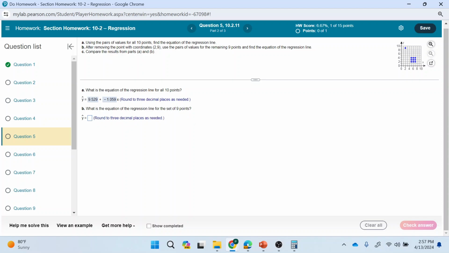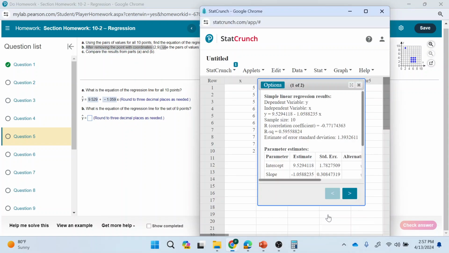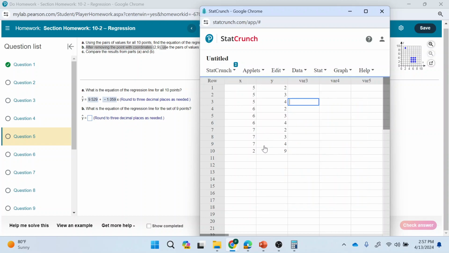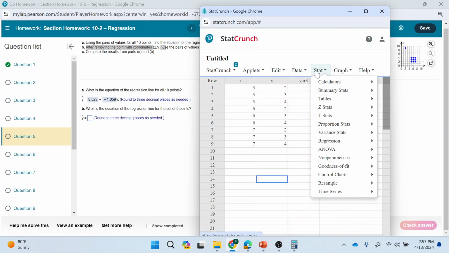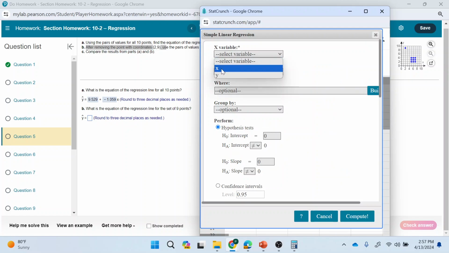Now part B is remove 2, 9 from the data. So you have to go back to your data, cancel that, and remove this 2 and 9. That's the reason I put this 2 and 9 at the bottom, so that it would be easier for me to remove it, and go back again and do the very same thing by choosing x and y.